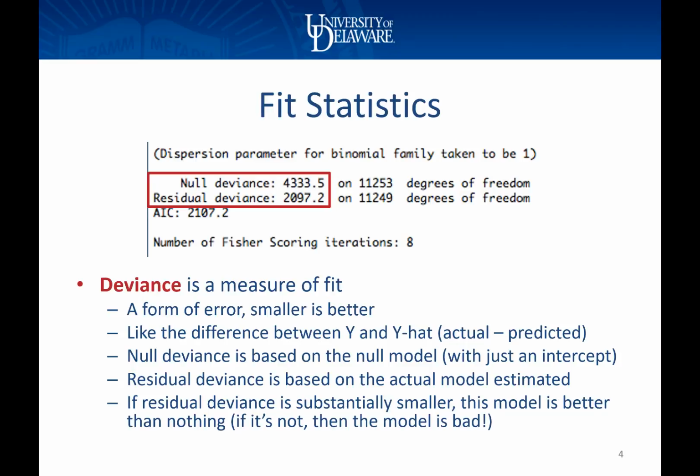If the residual deviance is not that much smaller, if you go from 4333 to 4322, then you really haven't reduced the error by some substantial amount, and so your model is just bad. And that's how these fit statistics are used. The smaller the better. And for deviance, you want to be improving over the value of null deviance. And again, these statistics come from that optimization process that picks the value of the intercept and coefficients.